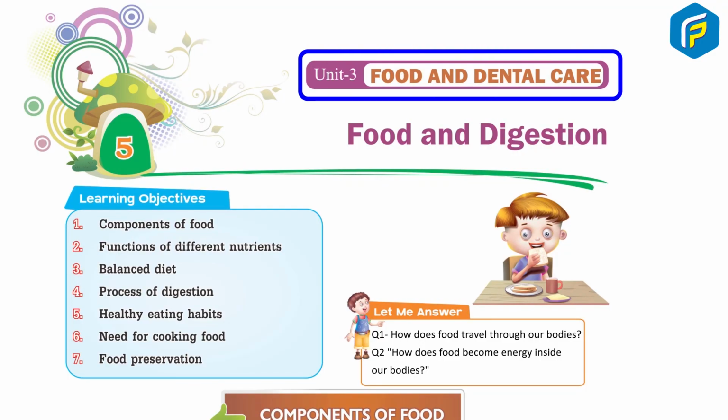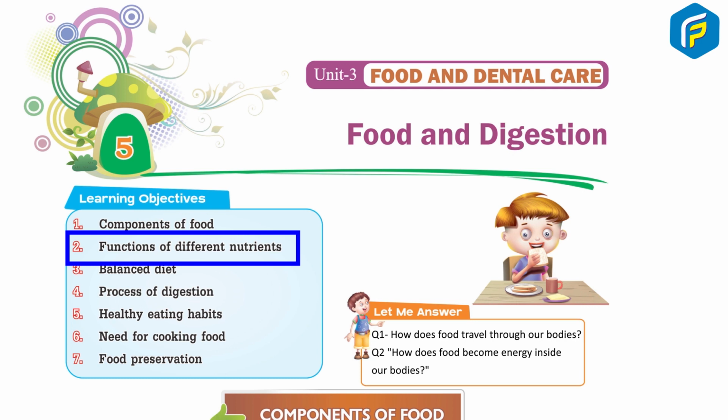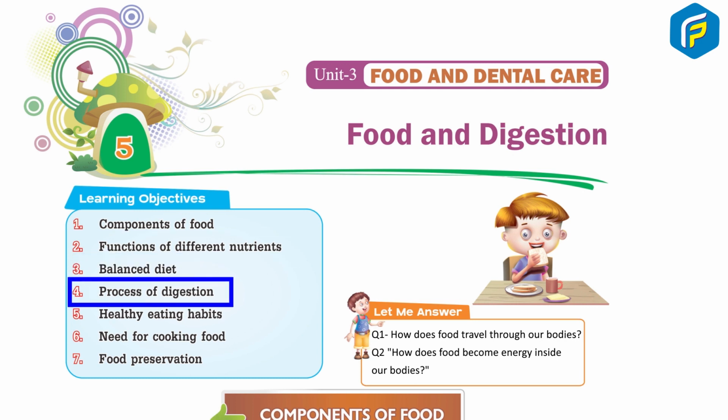Unit 3: Food and Dental Care. Chapter 5: Food and Digestion. Learning objectives. 1. Components of food. 2. Functions of different nutrients. 3. Balanced diet. 4. Process of digestion.